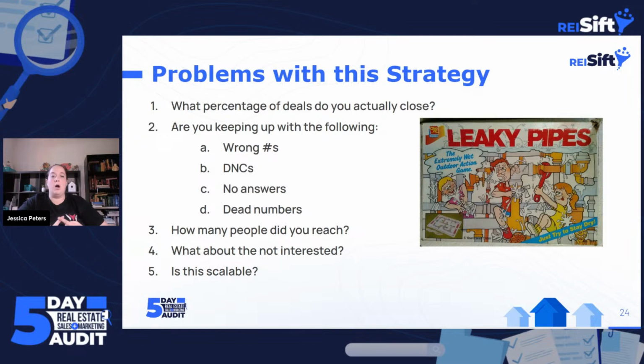Also, we talked about a little bit, are we keeping up with our phone statuses? So do we keep up with our wrong numbers? Why do I want to keep up with my wrong numbers? Well, if I download another list and that person is on that list, that property's on that list again, I don't want to spend time and money sending the wrong numbers back into the dialer if I'm doing a bulk strategy, right? DNCs, I don't want to call them again. Am I keeping up with that? The no answers, the dead numbers. How many people did you actually reach, right? We said 675 correct numbers in that scenario that we were doing.